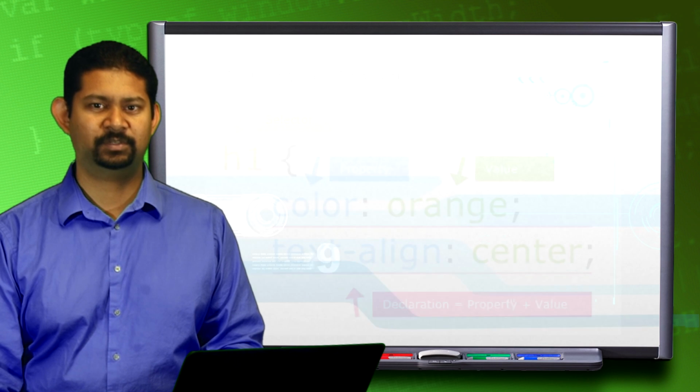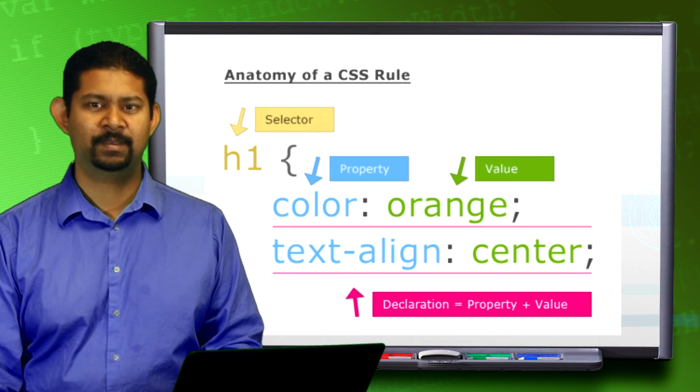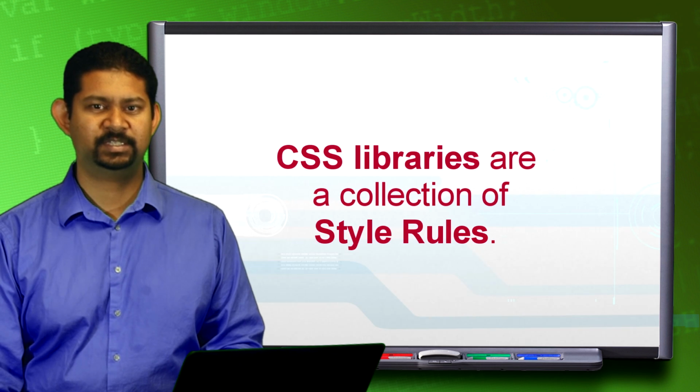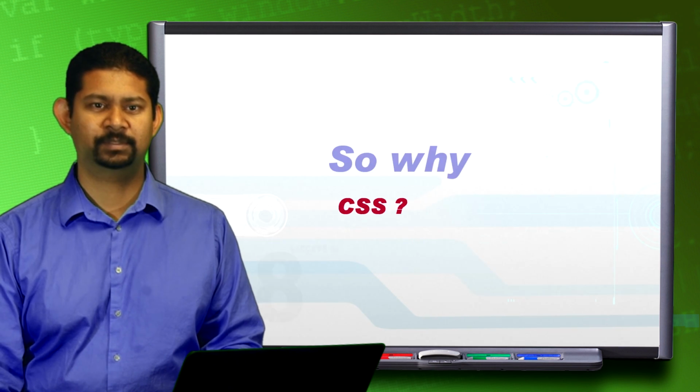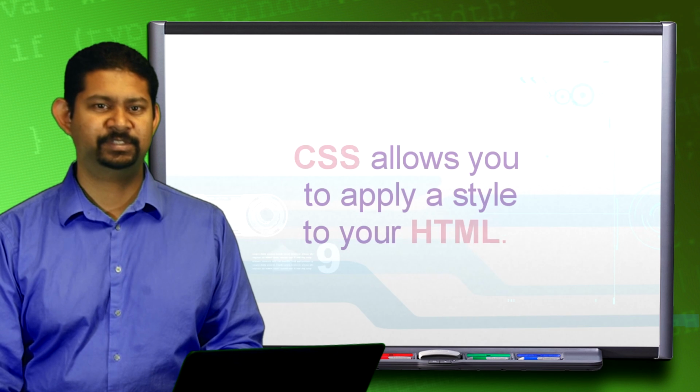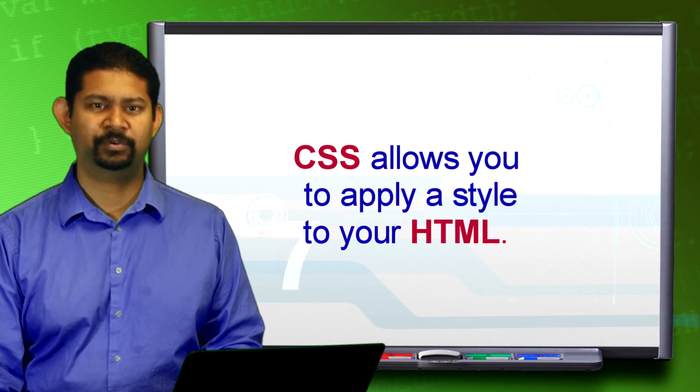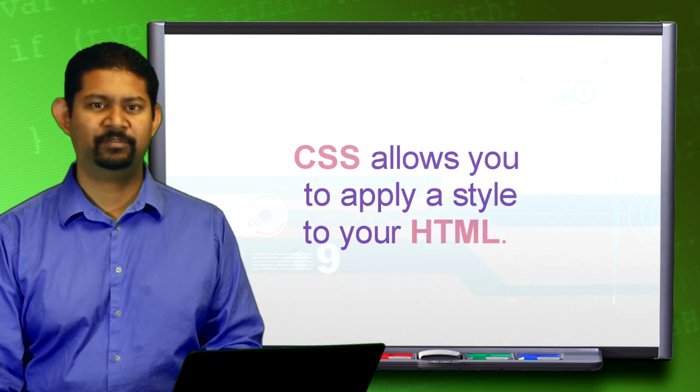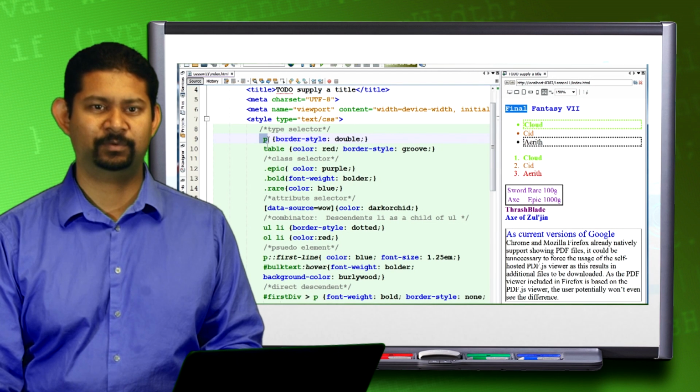It is basically a series of selectors and properties, which define the style. This together is called a style rule. CSS libraries are a collection of style rules. So why CSS? CSS allows you to apply a style to your HTML. You select an area of your HTML document and apply an effect to it.